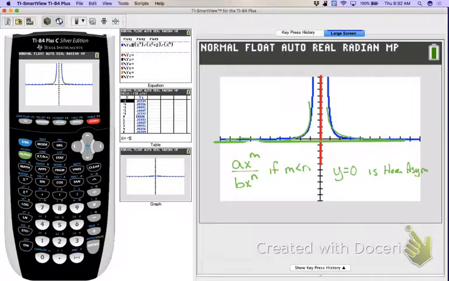Vertical, real simple. Set the denominator equal to 0. Horizontal, you have to look at the powers of your highest degree on the top and on the bottom.